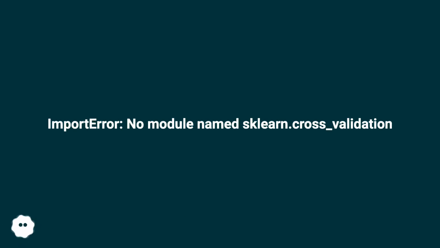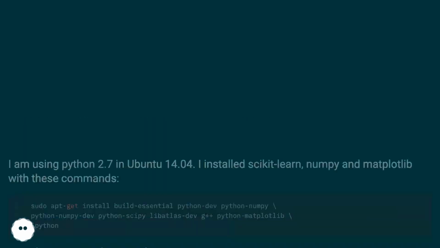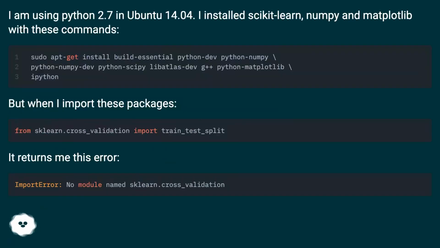ImportError, no module named scikit-learn.cross_validation. I am using Python 2.7 in Ubuntu 14.04. I installed scikit-learn, NumPy and matplotlib with these commands. But when I import these packages, it returns me this error. What do I need to do?